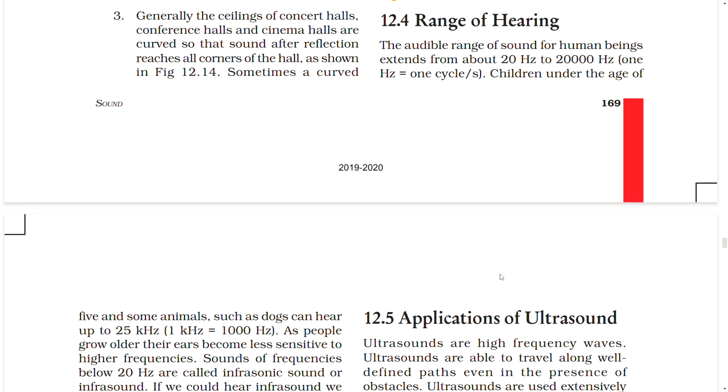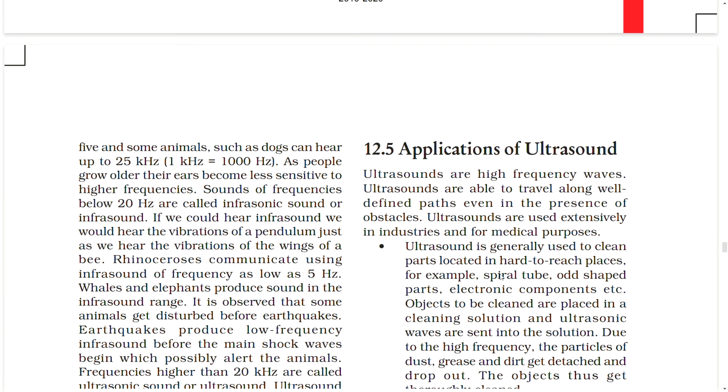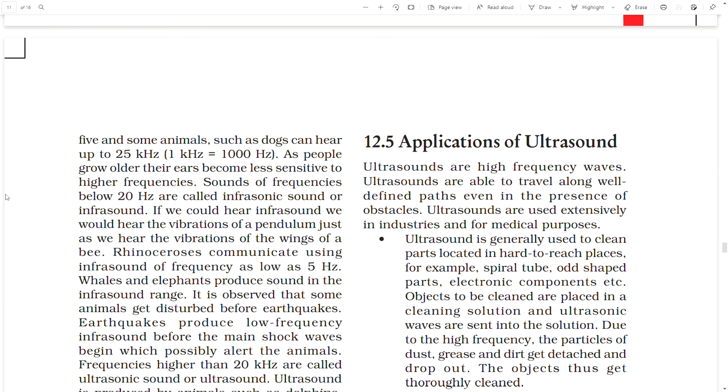12.4 Range of hearing. The audible range of sounds for human beings extends from about 20 Hz to 20,000 Hz. 1 Hz equals 1 cycle per second. Children under the age of 5 and some animals such as dogs can hear up to 25 kHz. 1 kHz equals 1000 Hz. As people grow older, their ears become less sensitive to higher frequencies.